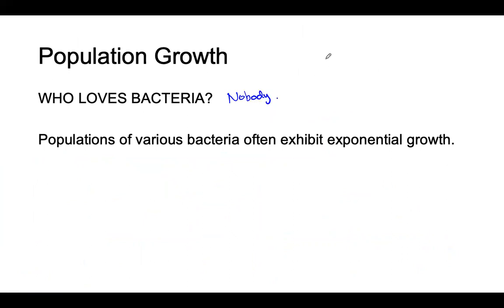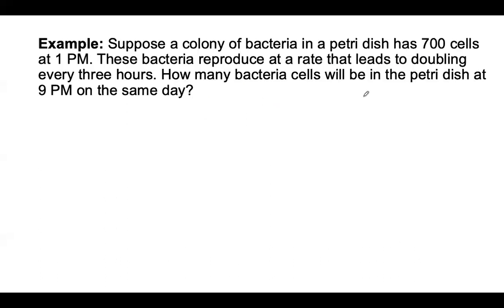So what is known in terms of research, populations of various bacteria actually exhibit this exponential growth. So remember the exponential growth is this, f of x equals c times b to the exponent x. This is our exponential growth. So suppose you have a colony of bacteria in a petri dish that has 700 cells.